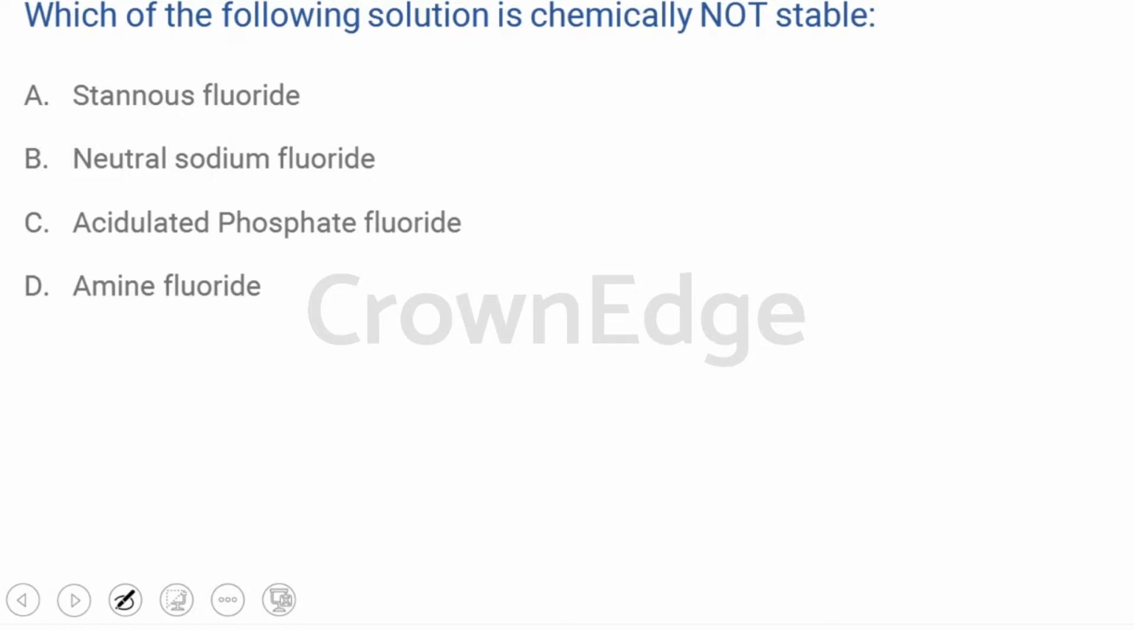What happens is that stannous fluoride has to be freshly prepared every time you use it. If not, the tin, or the stannous, present in the stannous fluoride gets easily oxidized to stannic fluoride. Stannic fluoride is a compound which is very inactive and does not help in anti-cariogenic action. So every time a patient comes, you have to prepare the stannous fluoride solution freshly. It cannot be stored for a very long period of time, otherwise the anti-cariogenic effect is not going to take place.